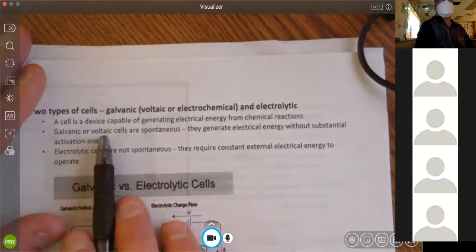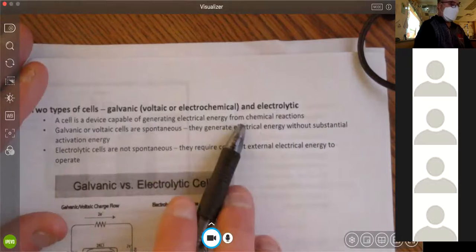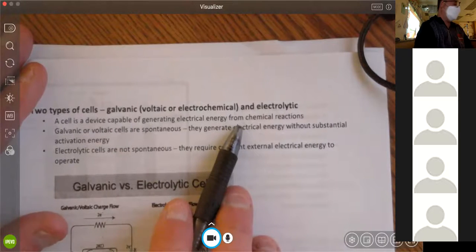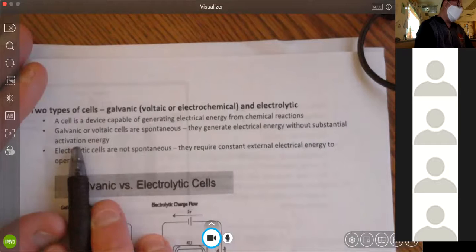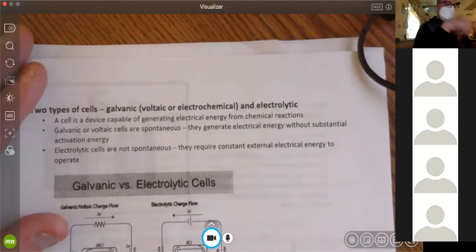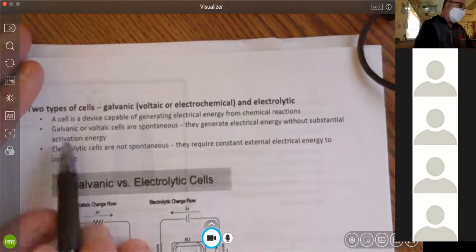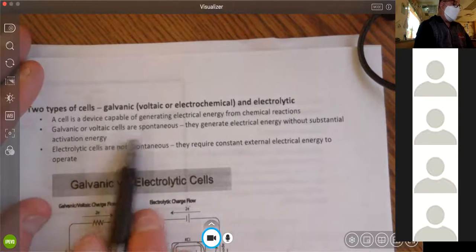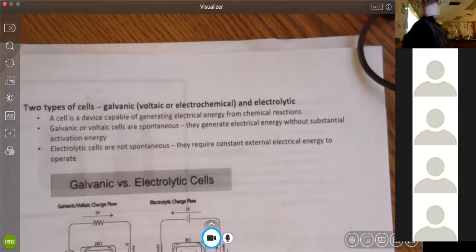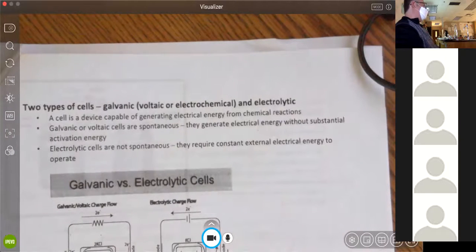So a cell is a device capable of generating electrical energy from chemical reactions. We're going to hopefully make two cells back there, what we call half cells. The cell itself is both of these half cells put together. A galvanic or voltaic cell is spontaneous. So yesterday we saw a spontaneous reaction for who? The zinc and the copper, right? And we didn't see a spontaneous reaction for the penny reacting with the zinc sulfate.